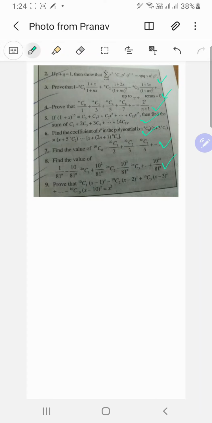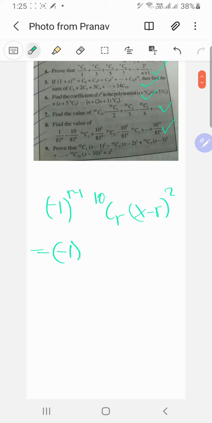Okay, so let's do this ninth question now. What's the general term of the series? It's going to be (-1)^(r-1), I think, then 10Cr, that makes sense. And then (x - r) to the power of 2. Well, (x - r) squared, so it's (-1)^(r-1) 10Cr, and then this thing is just x squared minus 2rx plus r squared. Yeah, it's almost like that.